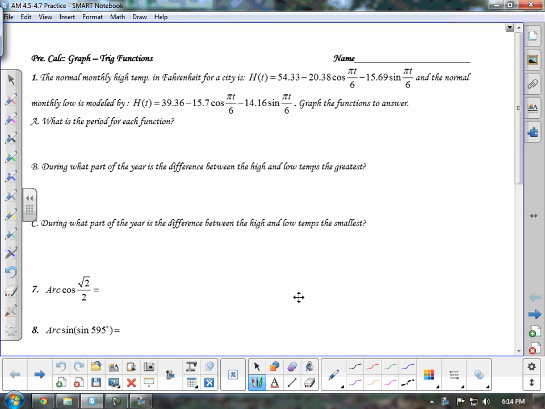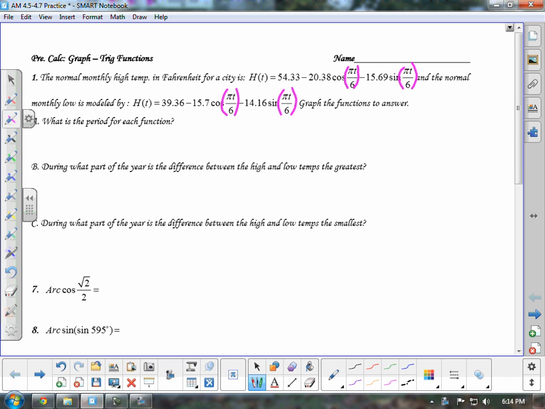On the back side of this worksheet, this first question, you're going to need to use your graphing calculator to put it in and try to answer these things. When you enter these equations, make sure on the cosine of pi t over 6, you put this part in parentheses before you subtract the 15.69. Same thing here on both of them.